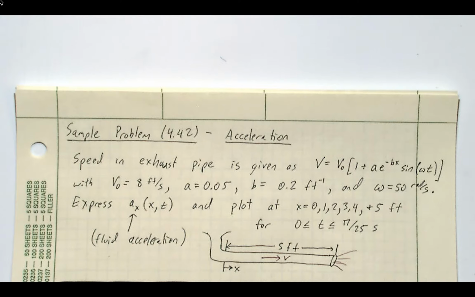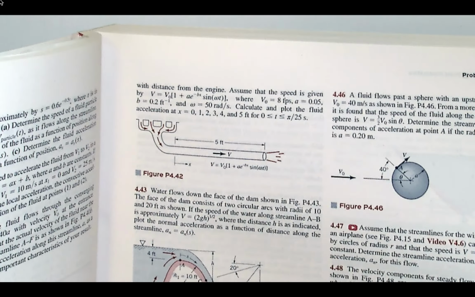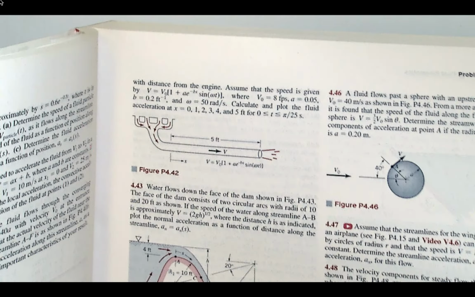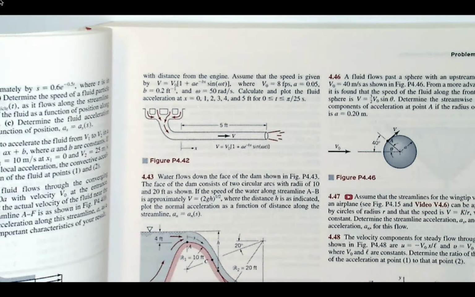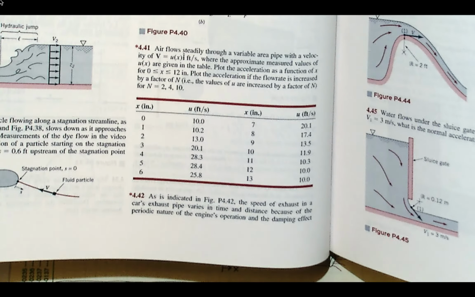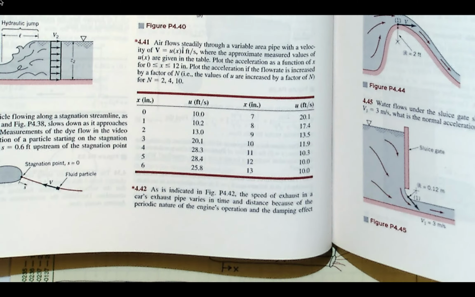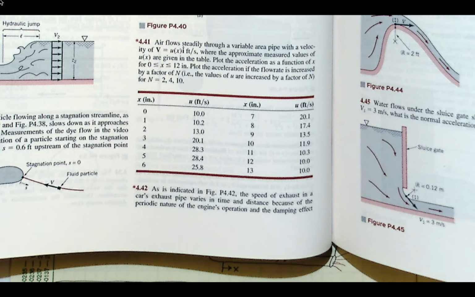So we have local acceleration and convective acceleration. But before I get too far ahead of myself, let's look at the problem statement. And this one's tough because it spans the top and the bottom of a page. But here's the system. The bottom down here, the beginning of the problem statement just says, as indicated in this diagram, we get the speed of the exhaust in a car's exhaust pipe.